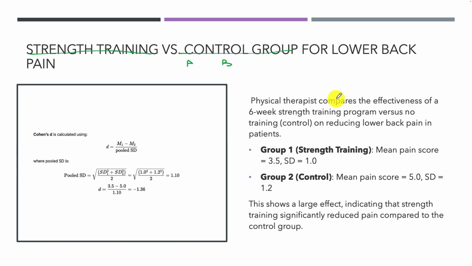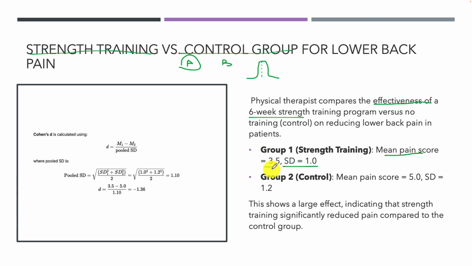So a physical therapist compares the effectiveness of a 6-week strength training program versus no strength training program, right? To see if this reduces lower back pain in patients. So group 1, here they are, group A, they go through strength training and their mean pain score is 3.5 and a standard deviation of 1.0. That's pretty good. Okay, so then I have, let's say I just kind of do this, right? I make my curve. Here's the mean score.